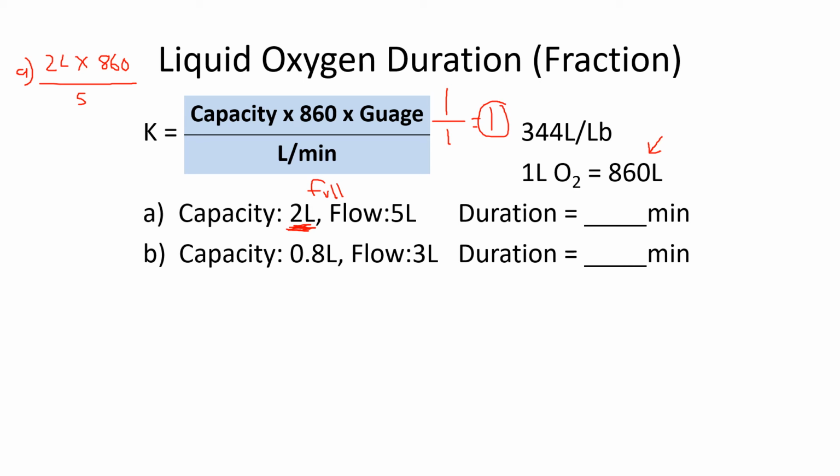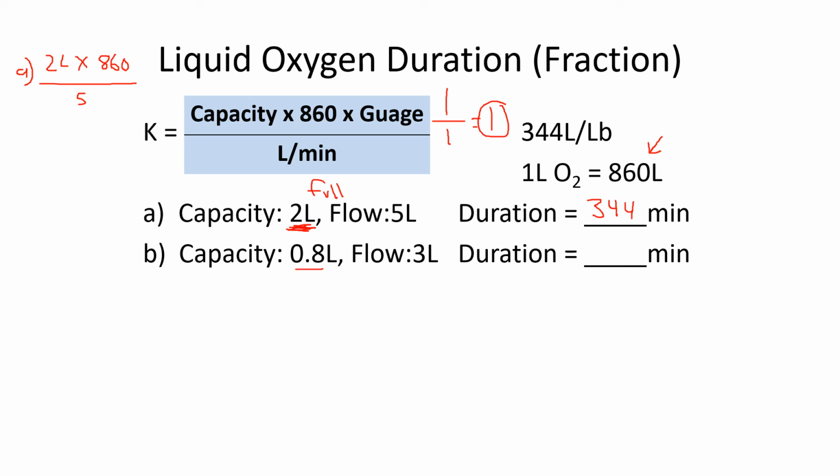Unless it's added in. Unless there's a calculation for it. Yeah, so it didn't give you any information for how much of that container is left. So it's just one full container. All right, so 2 liters times 860 divided by 5. How many minutes would that last? About 344, right? A little bit over 5 hours, almost 6 hours.